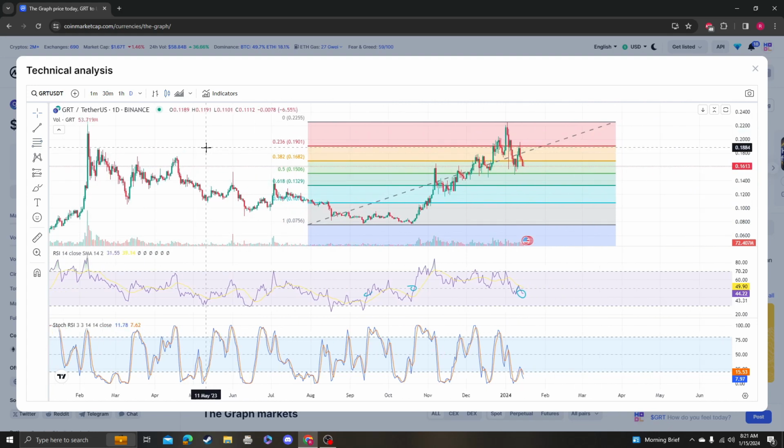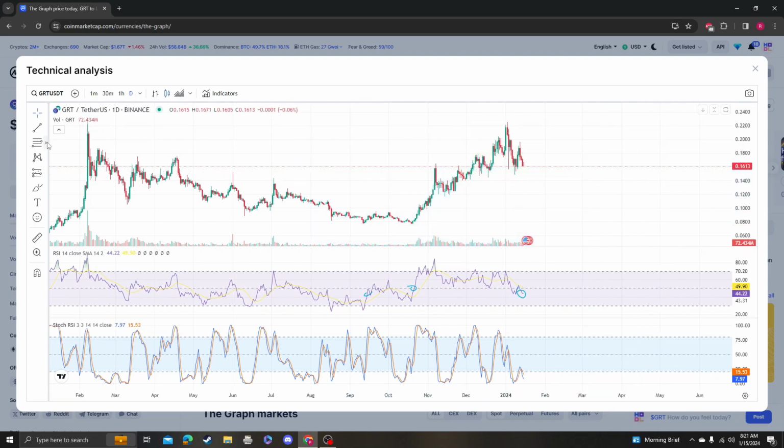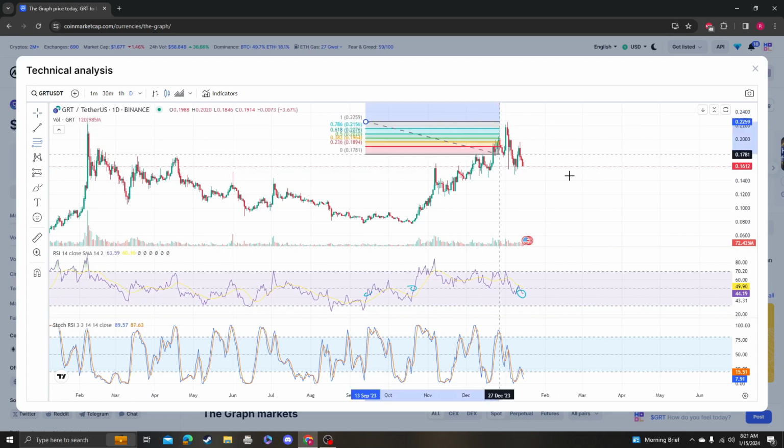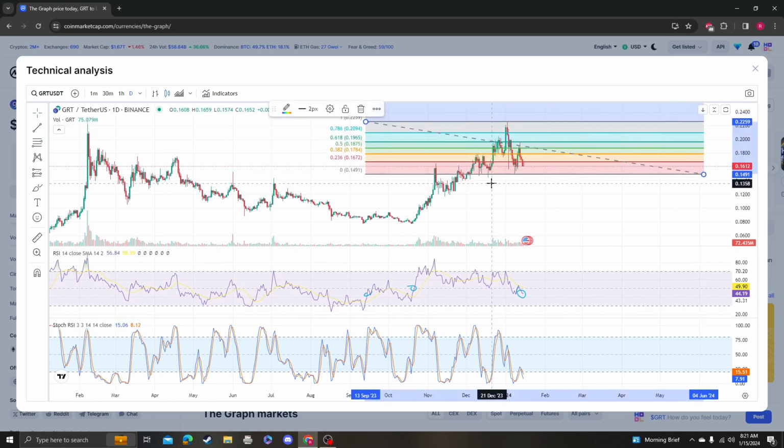I would say, okay, 1682, did that break? Yeah, it did. So the next area of support is 15. It needs to stay above 15 to still be bullish. So the 1491, 1502 areas can get tagged.